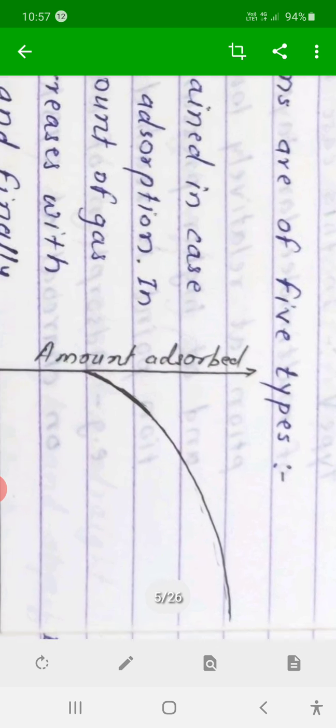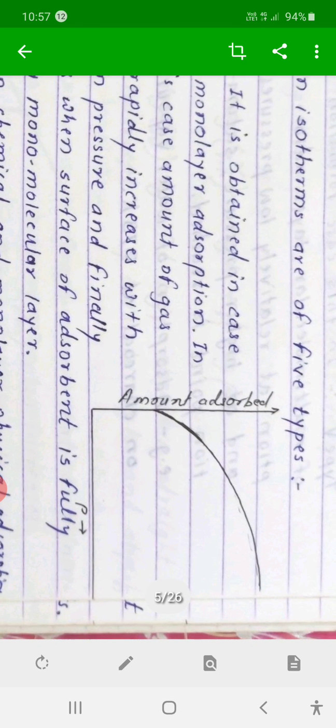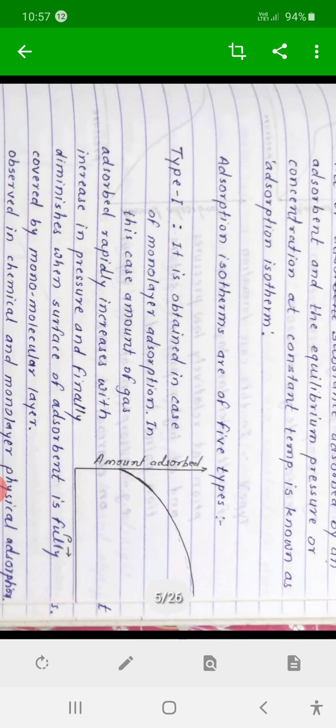isotherm, adsorption isotherm. For example, this graph of amount of substance adsorbed versus concentration or pressure of that substance which is to be adsorbed. This graph at constant temperature, this graph is known as adsorption isotherm.